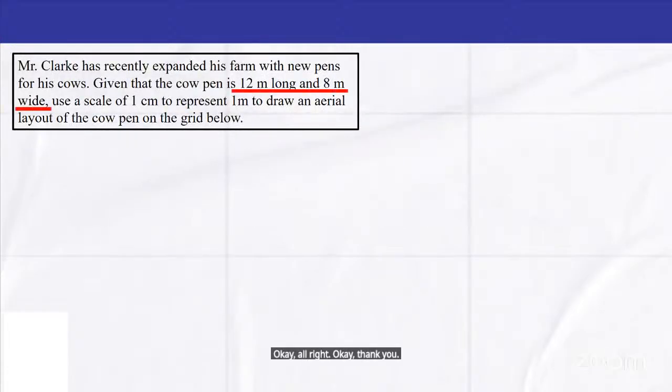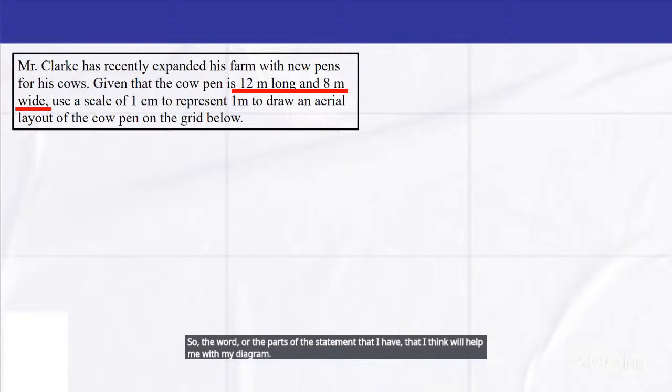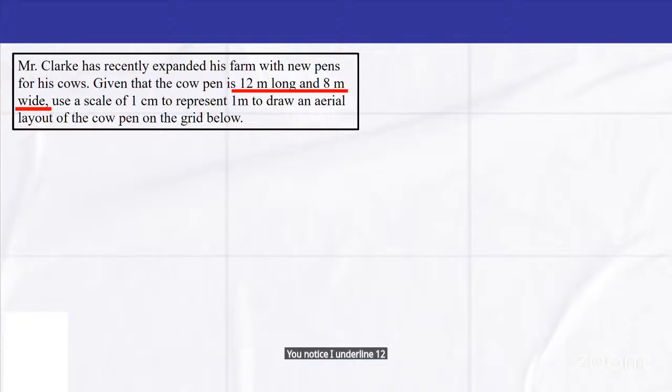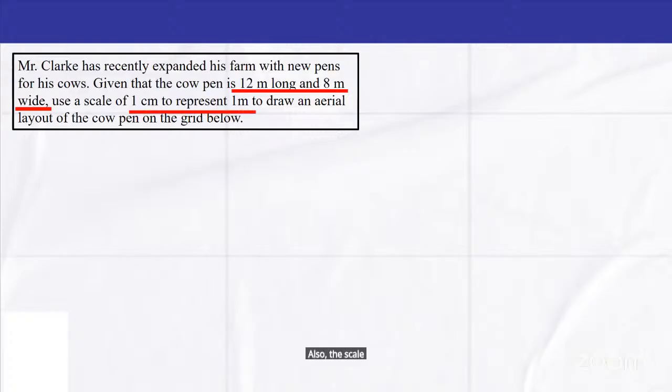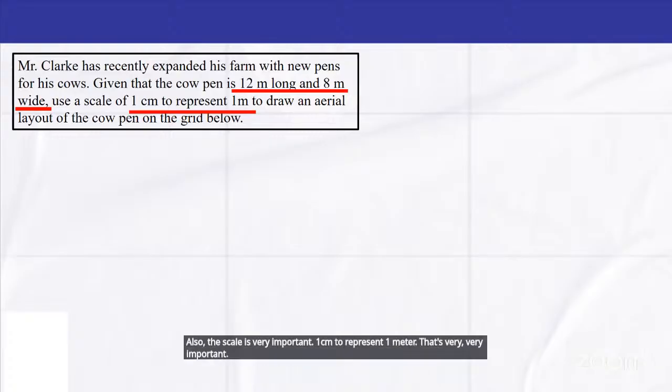So the parts of the statement that I think will help me with my diagram, you notice I underline 12 meters long, 8 meters wide. That's important because it's telling me how to represent my diagram. Also, the scale is very important. 1 centimeter to represent 1 meter. That's very, very important.